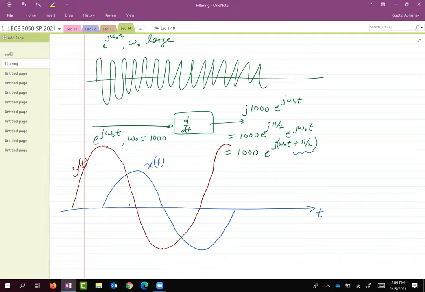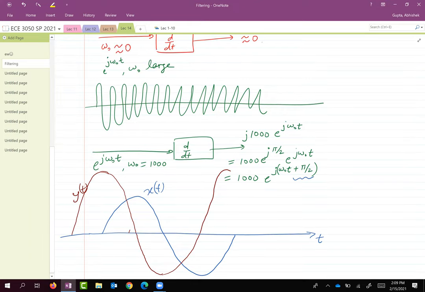And the best way to represent these two quantities, which is a change in the amplitude and the change in the phase, is through what is called a Bode plot. Okay, so I'm going to talk about the Bode plot next. Any questions so far on this example?